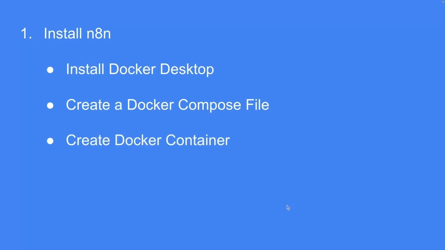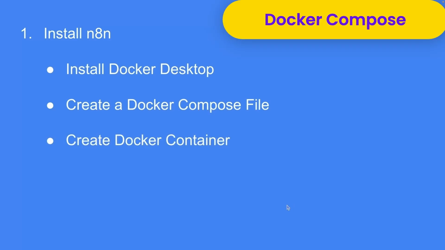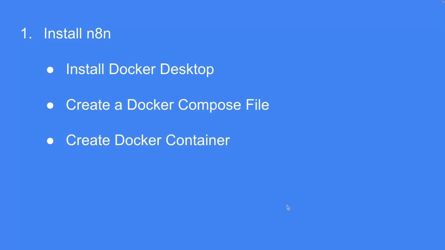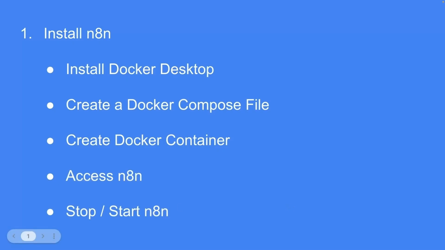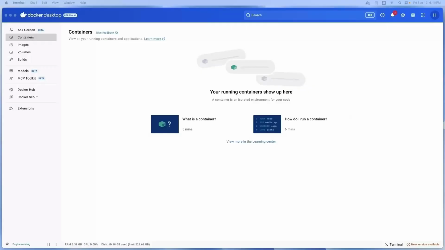Then, we will create a Docker Compose file, which has instructions for creating a Docker container for N8N. Run the command in the command window and generate the Docker container. Then, we will access N8N and verify it. We will also see how to stop and restart N8N. If you have successfully installed Docker Desktop and it is running, it will look like this when you open it. Currently, no containers are running. If you have any running containers, they will appear here.